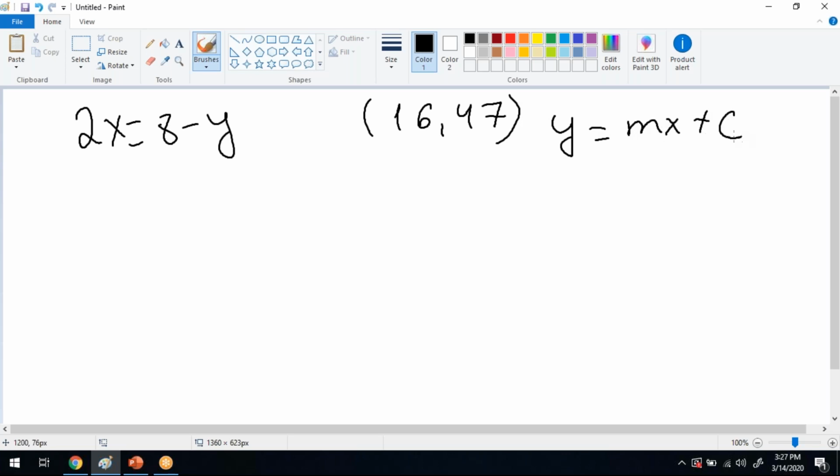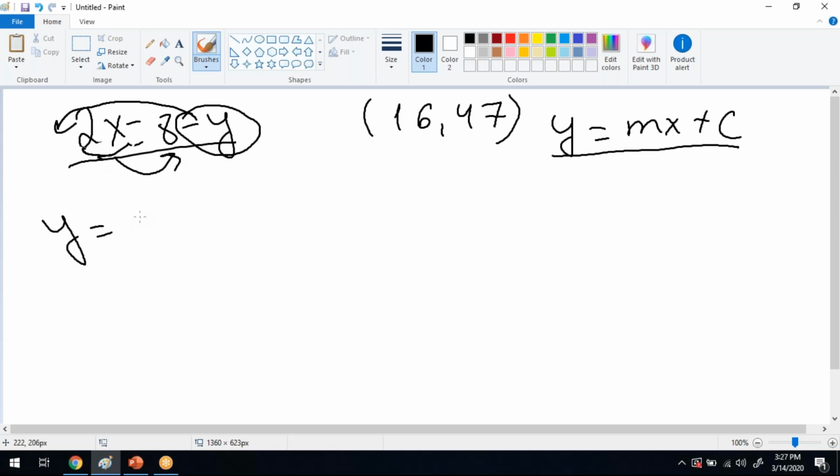First of all, I know that my line should look like y equals mx plus c. This is the standard notation of it. This is not in standard form. So I should make y the subject of the formula. The easier way to do it is just to move y to the other side and 2x to the right. So y will be negative 2x plus 8. So this is standard form.